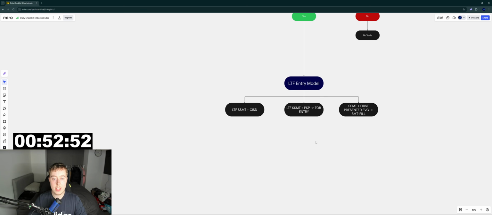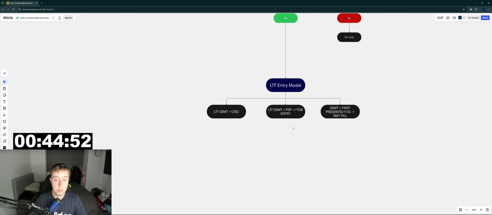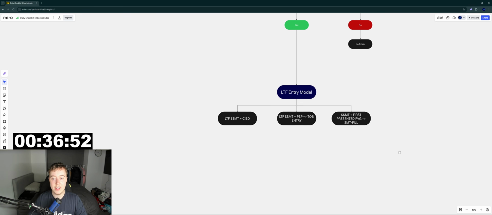So my entry models that I like to use mainly is low time frame sequential SMT plus a change in the state of delivery, low time frame sequential SMT plus PSP, and then a true order block entry, or sequential SMT first present of fair value gap after the sequential SMT, and then an SMT fill inside of it, okay?